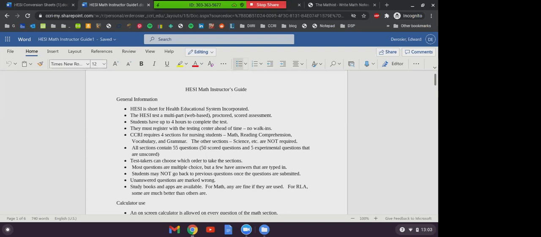Some students may not go back to previous questions. This to me is one of the most frustrating things about the HESI, because I like to jump around. If I don't know something, I skip it and come back. You can't really do that on the HESI at all. You have to take the question, answer it, and move on. So it's worth your while to take your time, be confident in your answer, choose your answer, and then move on, because you can't go back.